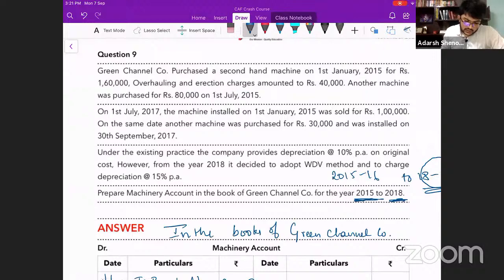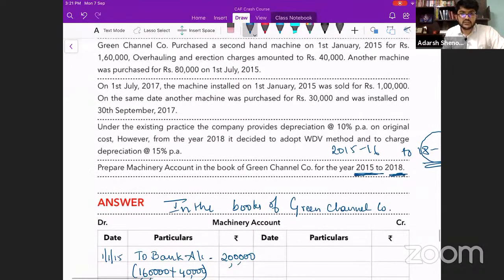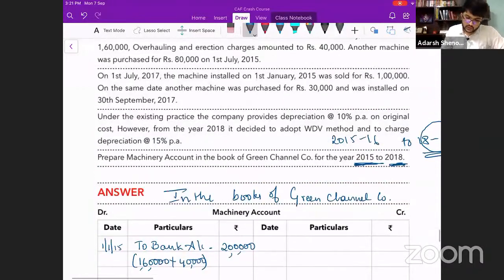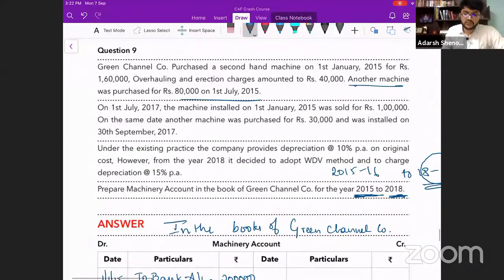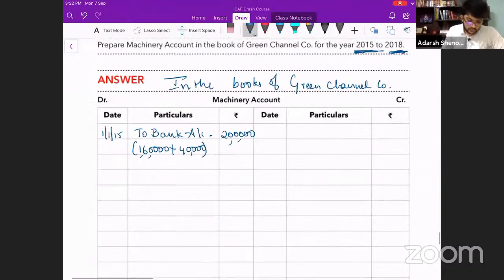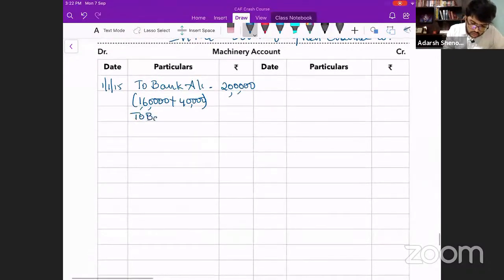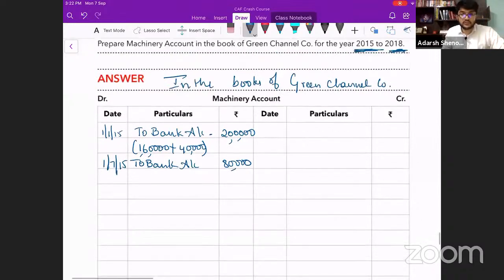Is there any transaction in the year? Is there any other transaction? Yes, there is a purchase of a new asset, right? Another machine was purchased on 1st July 2015. So we have to write that also to bank account. What is the cost of the new asset? 80,000 rupees on 1/7/2015.